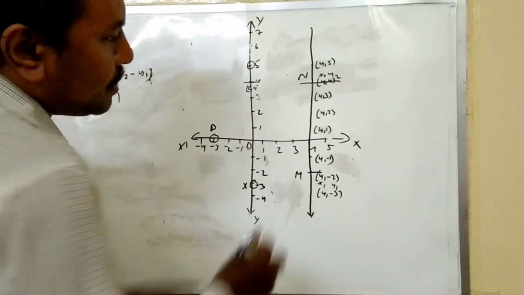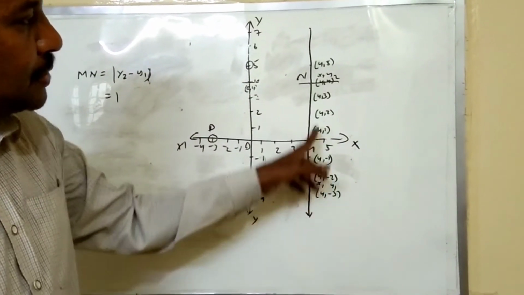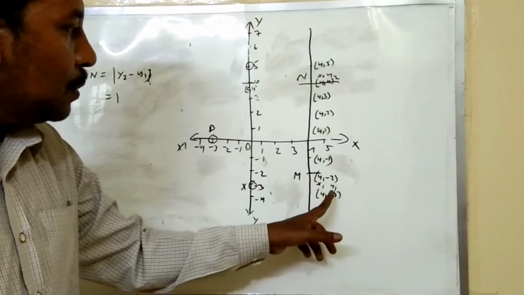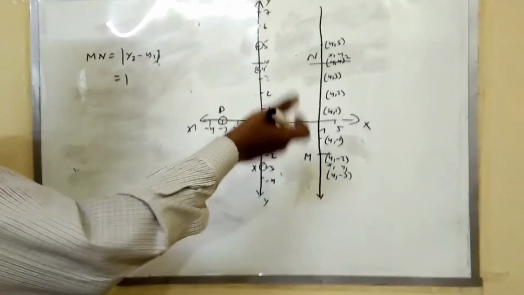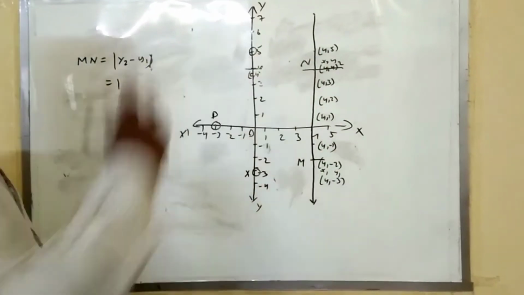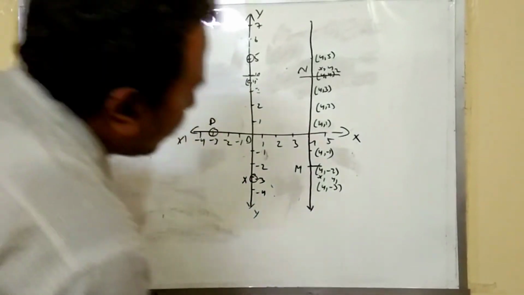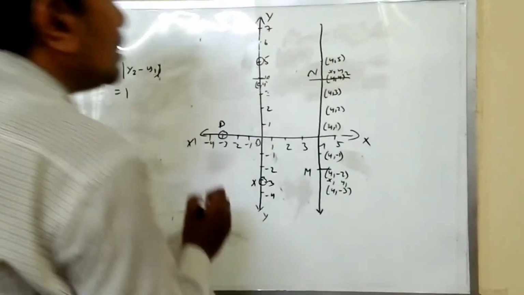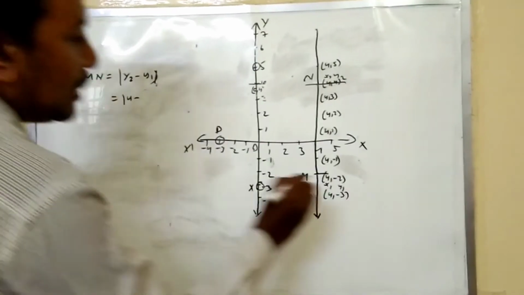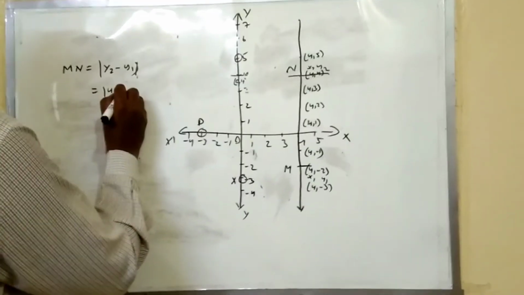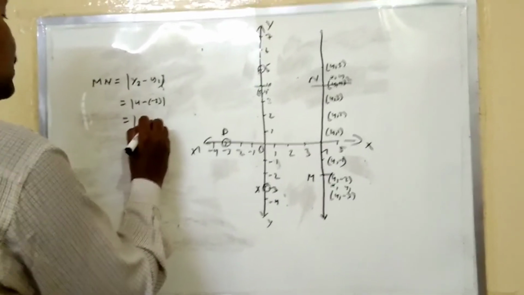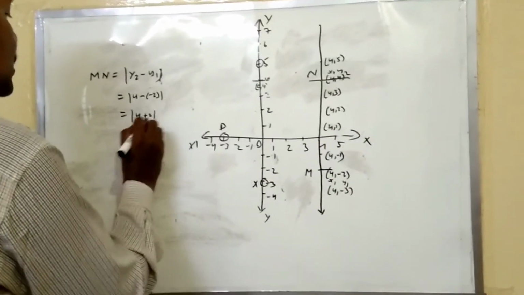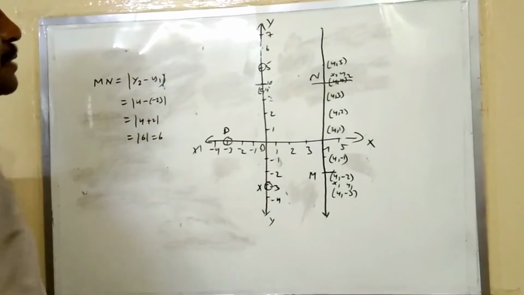What did you observe here? The x coordinate is the same, only the y coordinates are differing. Okay, so we can't subtract x coordinates, we have to subtract only the y coordinates. So what is the value of y2 here? y2 is 4 minus y1, which is minus 2. 4 minus of minus 2 is 4 plus 2, so 6, that is equal to 6.